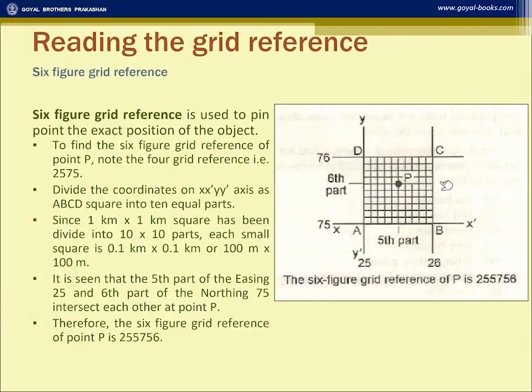See, this is 5, this is 1, 2, 3, 4, 5 and this is the sixth part of the northing. So, here on this P point, the fifth part of the easting and the sixth part of northing are intersecting each other. Now, to find out the six-figure grid reference, we see 255 and 756. This gives us the six-figure grid reference of point P.